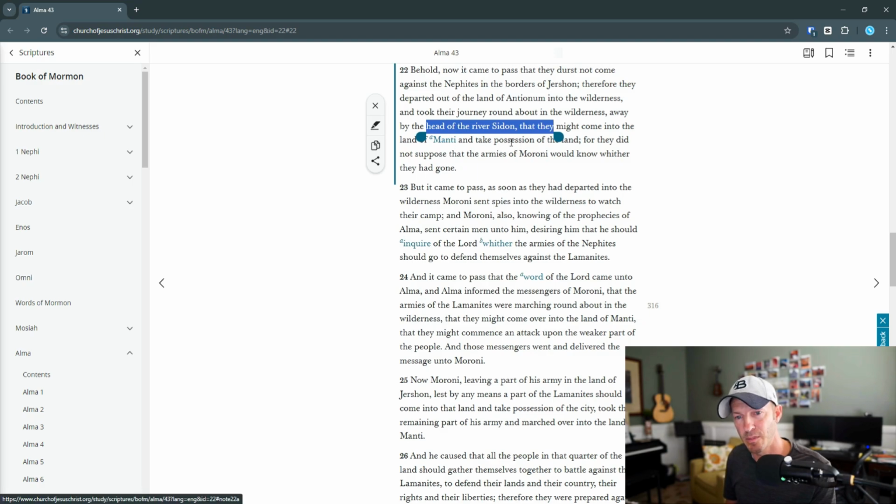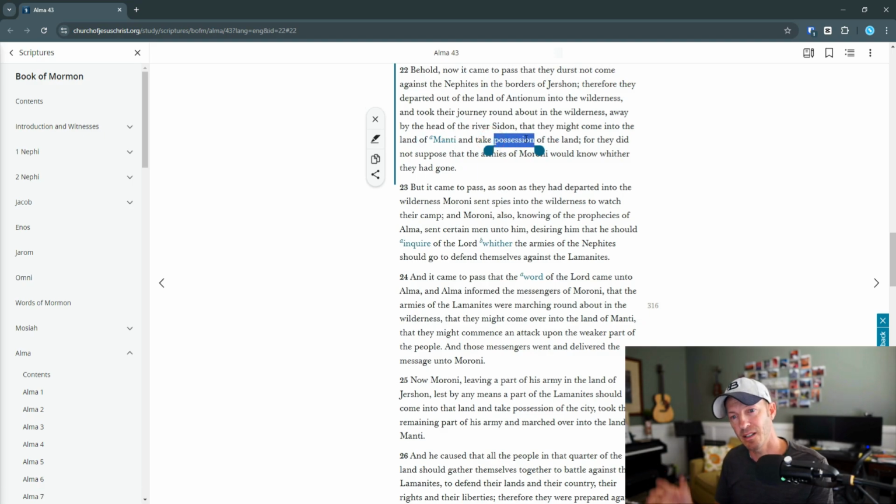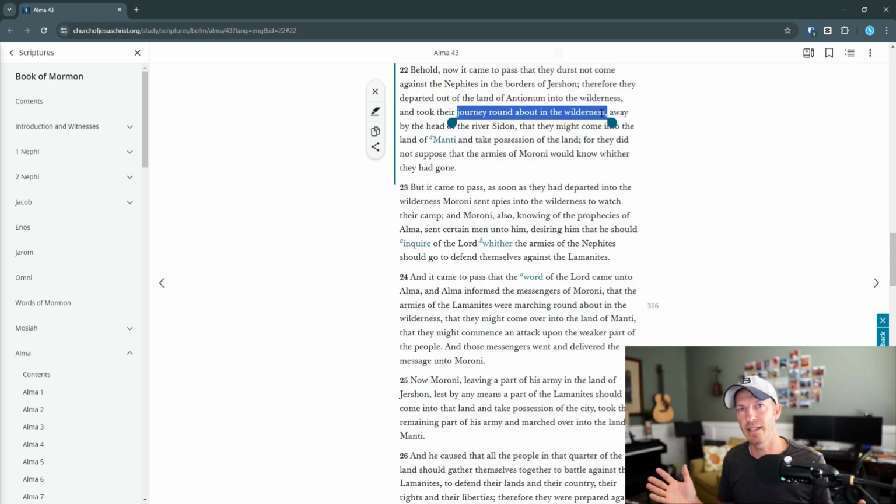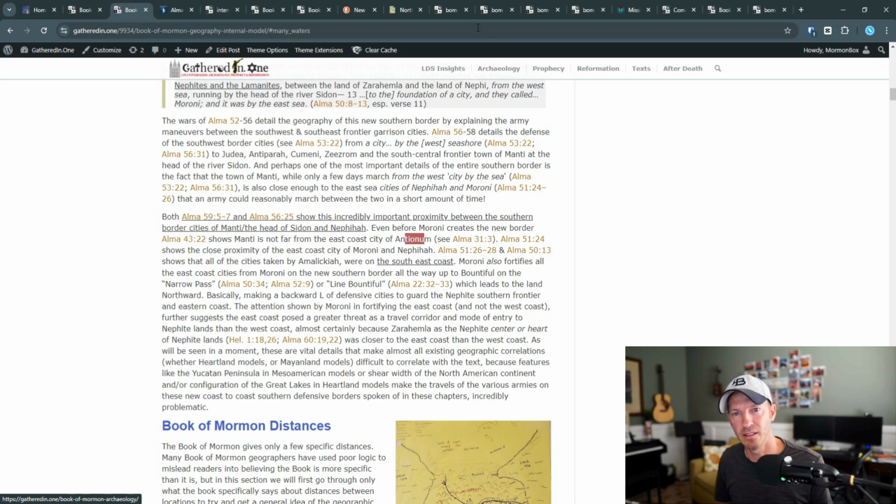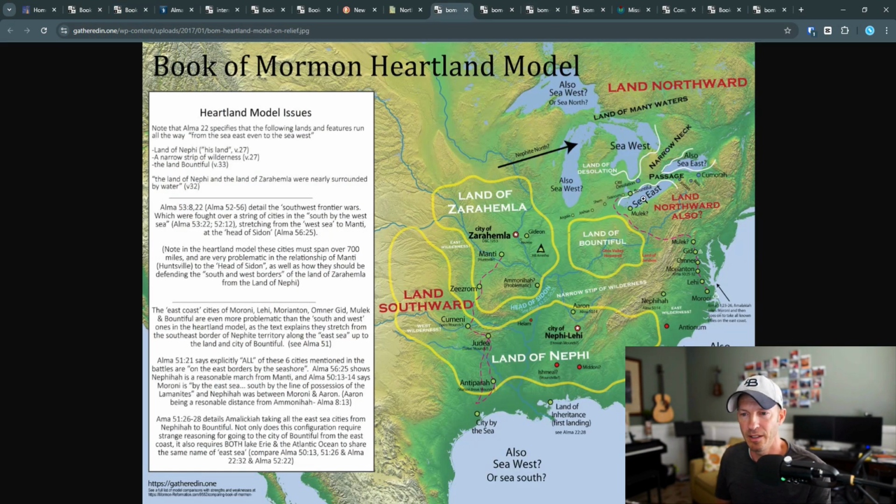If you're going to believe in Sorenson's model, or even some of the Heartland models, you have to believe that when it says right here that after they tried to go to Jershon, they said, all right, we're going to go roundabout in the wilderness to the head of Sidon, they actually went like 300 miles in Sorenson's model, or like 700 miles in the Heartland model, unless we put Antionum up here, and we put all those east coast cities up here, which once again comes up with its own problems, in addition to the fact that it then makes the whole Hopewell Lamanites instead of Nephites. Anyway, and that's not it. There's more problems. I'll go over them in my other videos. There's problem after problem after problem.